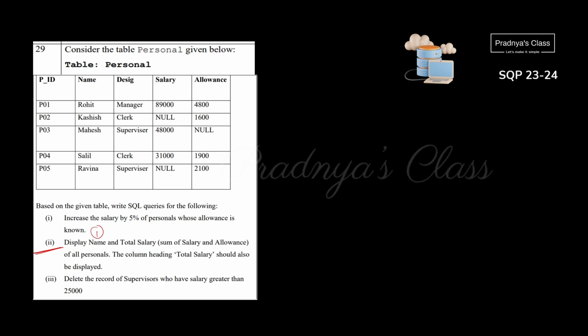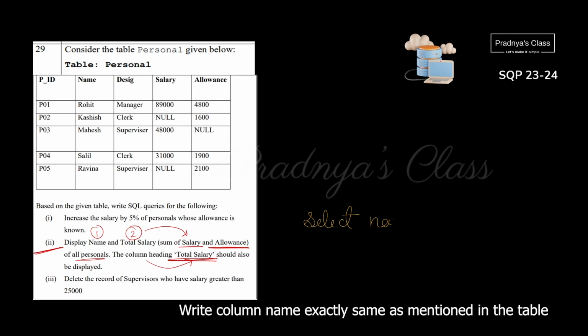Display name and total salary. The total salary will be sum of salary and allowance that we are displaying for all the personnel. The column heading will be total salary. To display we simply use select command. First we will be displaying name and the second is total salary. First we need to calculate this total salary as there is no such field in the table. It will get calculated here itself.